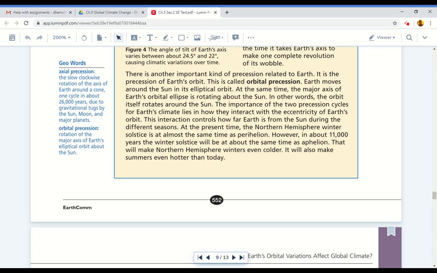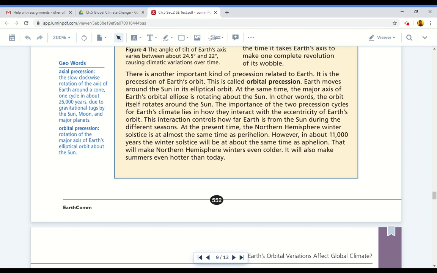There is another important kind of precession related to Earth. It is the precession of Earth's orbit. This is called orbital precession. Earth moves around the Sun in its elliptical orbit. At the same time, the major axis of Earth's orbital ellipse is rotating about the Sun. In other words, the orbit itself rotates around the Sun. The importance of the two precession cycles for Earth's climate lies in how they interact with the eccentricity of Earth's orbit. This interaction controls how far Earth is from the Sun during the different seasons.